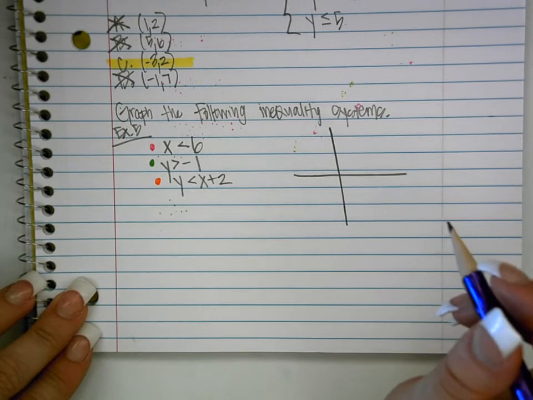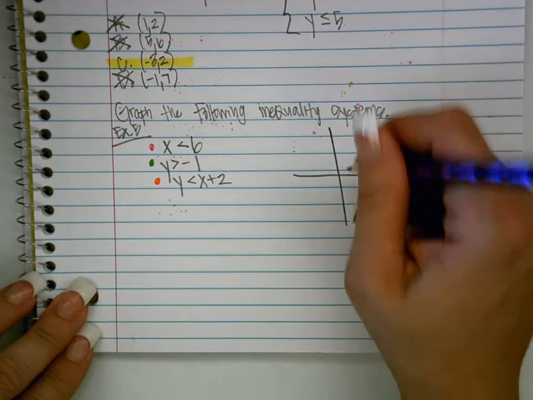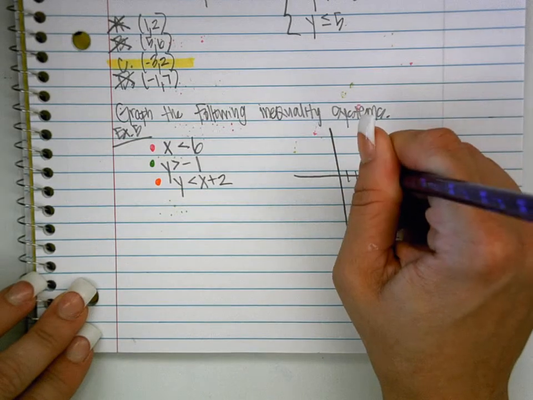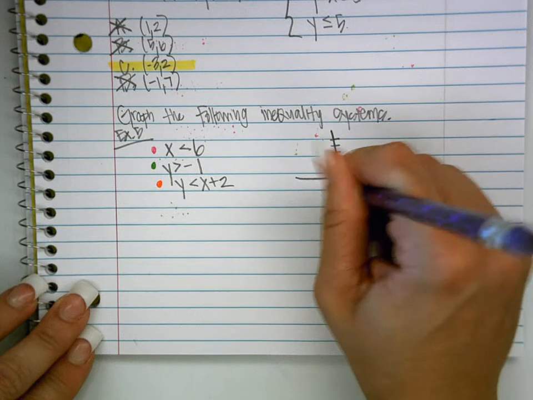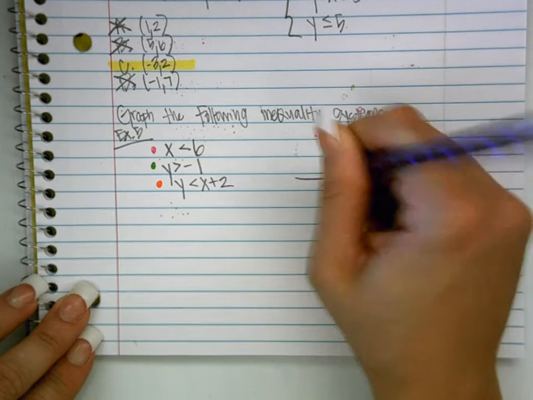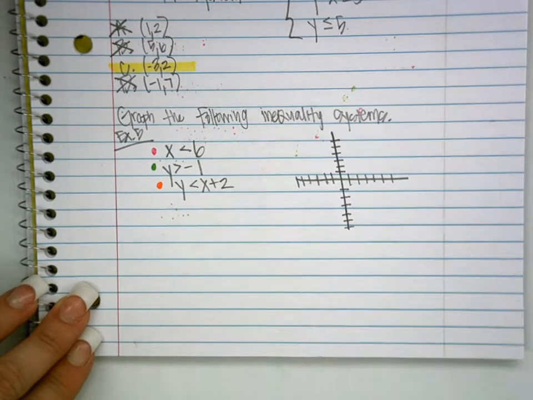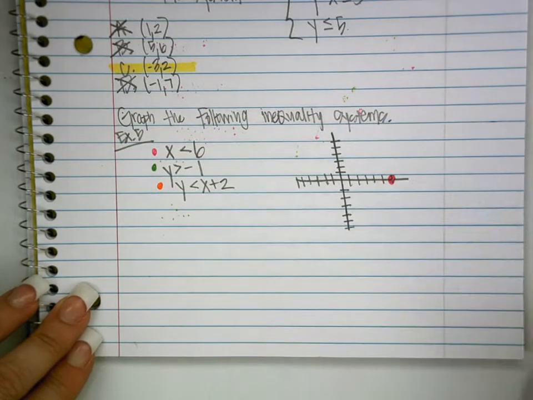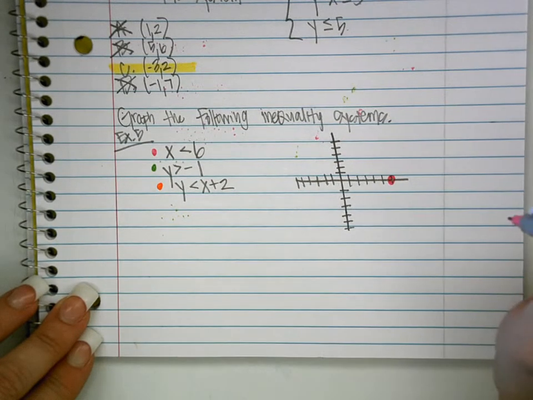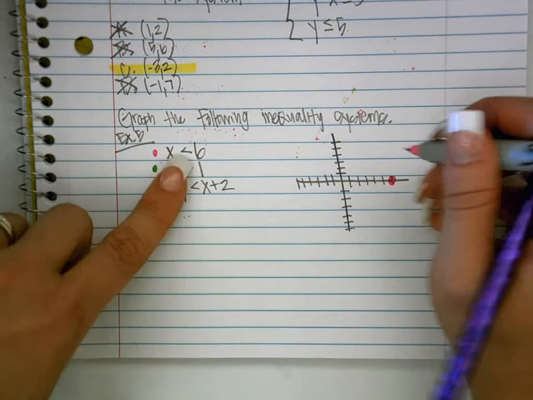So x is less than 6. Is that an up and down or a side to side line? Is an x equals line an up and down or a side to side? An up and down. So put your first point where x is equal to 6. We said this was a straight up and down line. Since it's not an equal to, you do need to make it dotted.